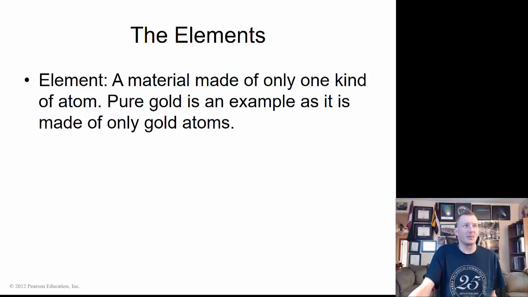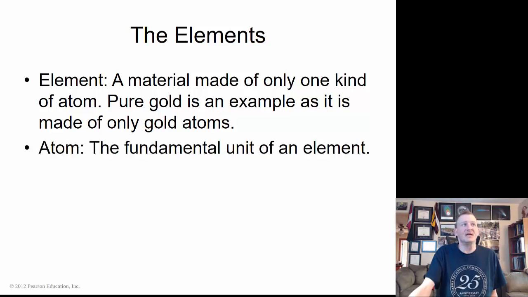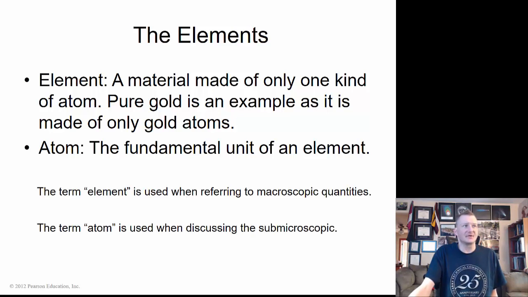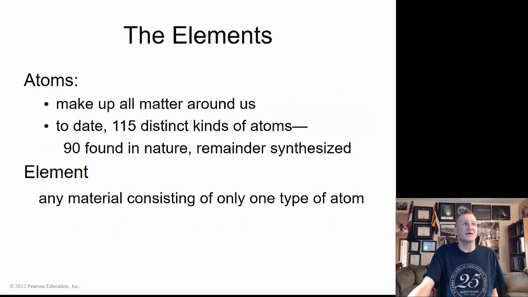So what is an element? An element is simply a material made of only one kind of atom. Pure gold is an example, as it is made of only gold atoms. The atom is the fundamental unit of an element, and so the term element is used when referring to macroscopic quantities. The term atom is used when discussing the submicroscopic level. And so atoms make up all the matter around us.